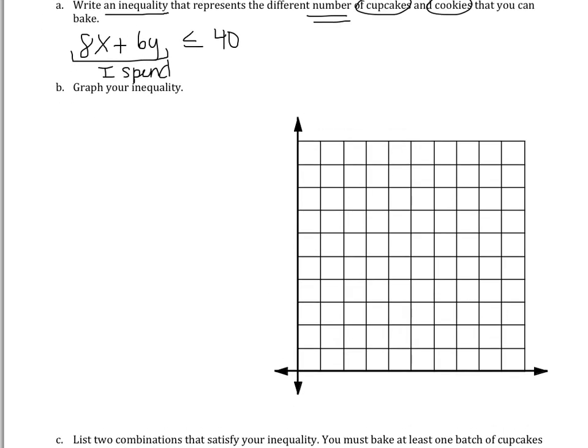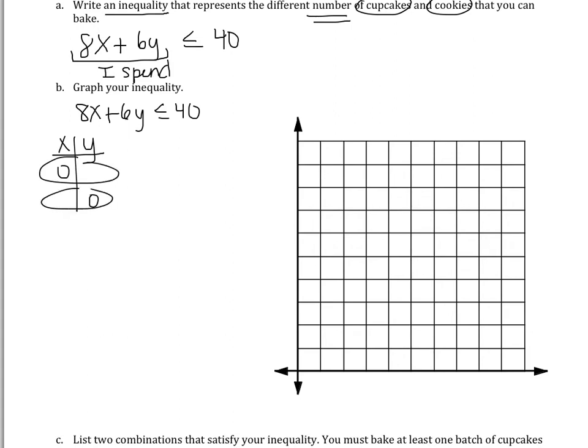You are then asked to graph the inequality. So I'm going to rewrite it. 8x plus 6y is less than or equal to 40. Okay, I like doing this xy chart. Again, I'm looking for 2 points.